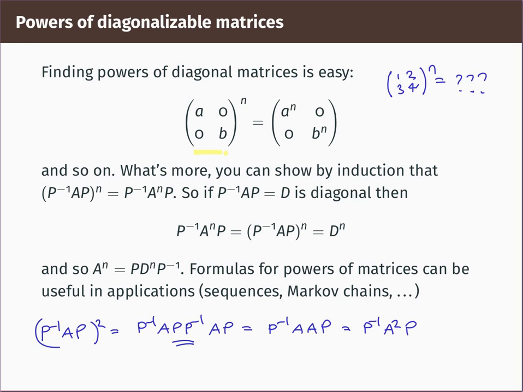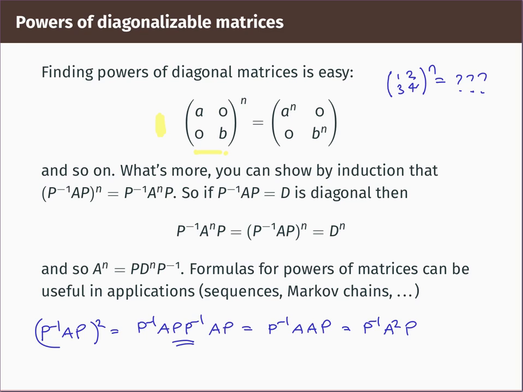So you can use this idea to prove by induction that for any positive number n, P inverse A P all to the power n is the same as P inverse A to the n P. So if you've got a matrix P such that P inverse A P is diagonal, then P inverse A to the n P is the same as P inverse A P to the n, and that's just D to the n, which we can find very easily using the formula at the top right here.